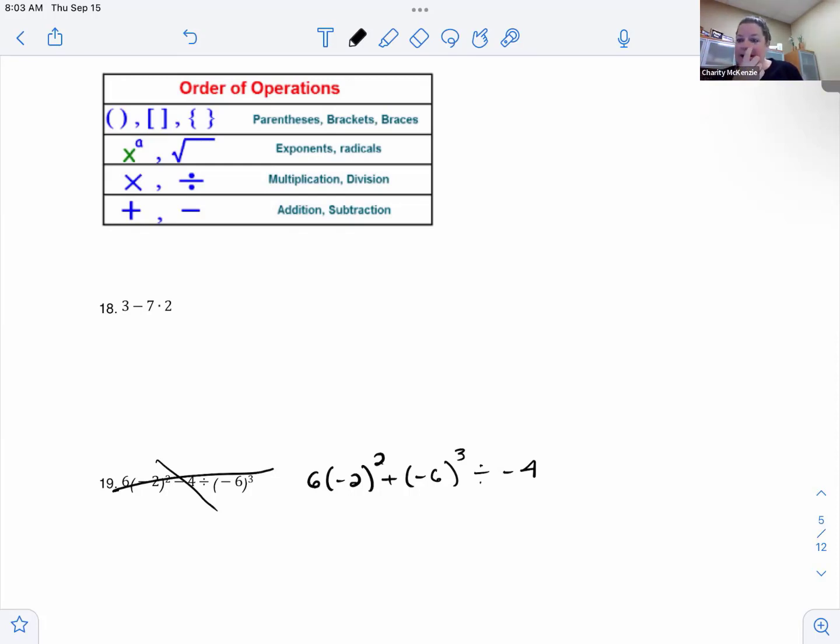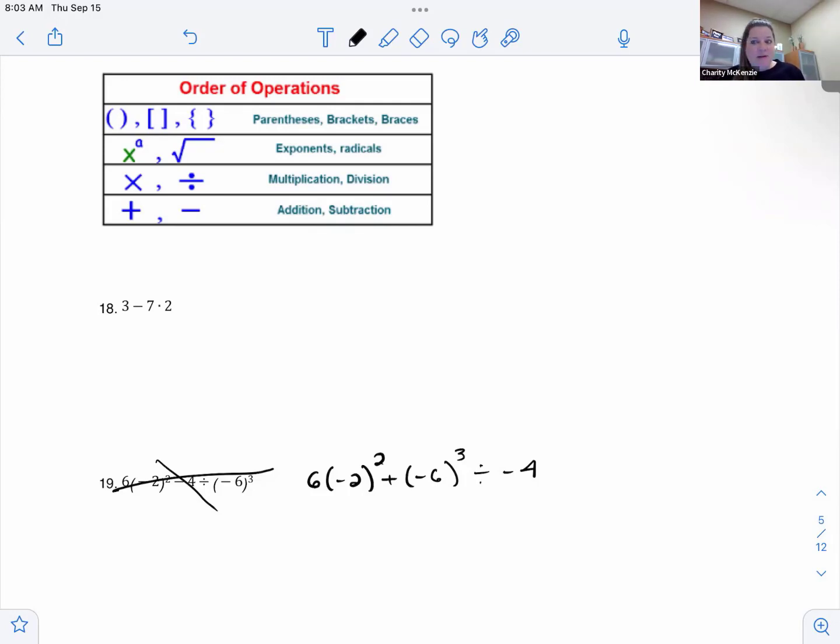So the first one is you need to follow parentheses, some kind of bracket or braces. So it could look like any of the above. It could also have an absolute value symbol. That's kind of a grouping symbol as well. So sometimes you see this labeled as grouping symbols in general. And then the next one would be exponents or radicals.